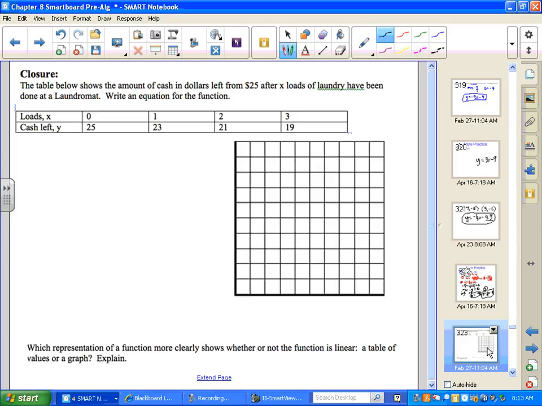Oh, you already did it. I'm sorry. Good job. I just want to see the equation. Don't worry about the graph. Think about the slope, Justin, and the y-intercept. I'm surprised you don't have it done. There you go. You got it.